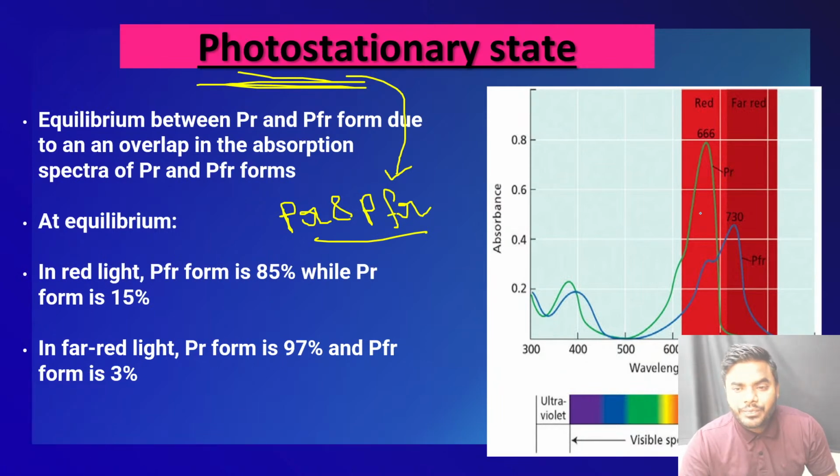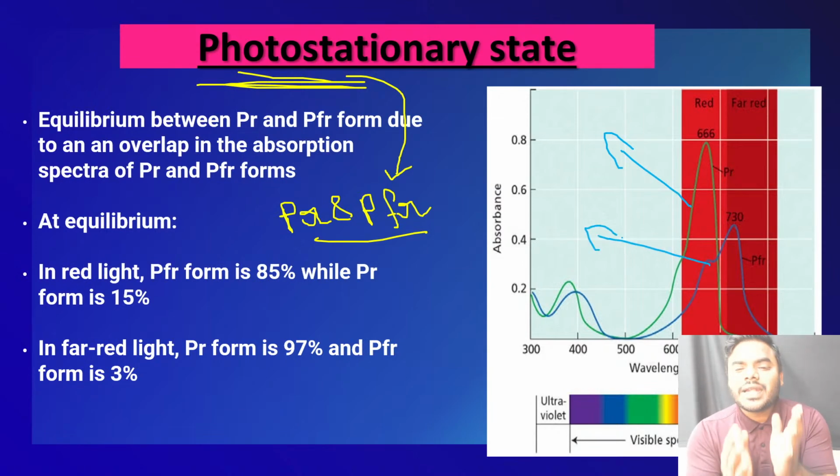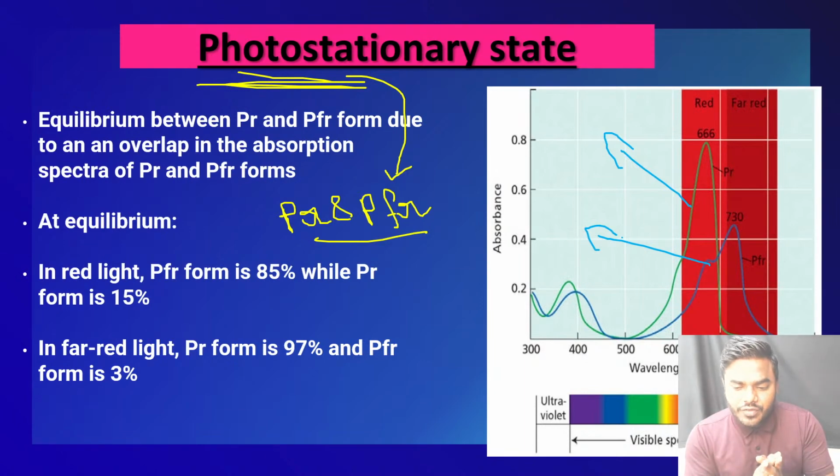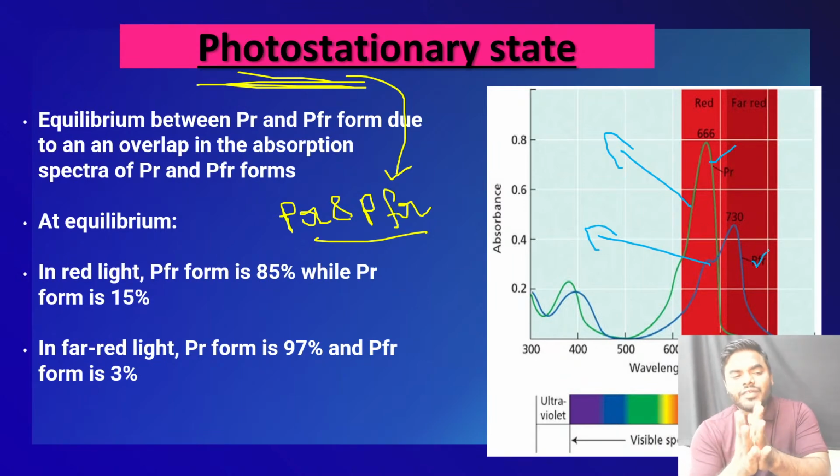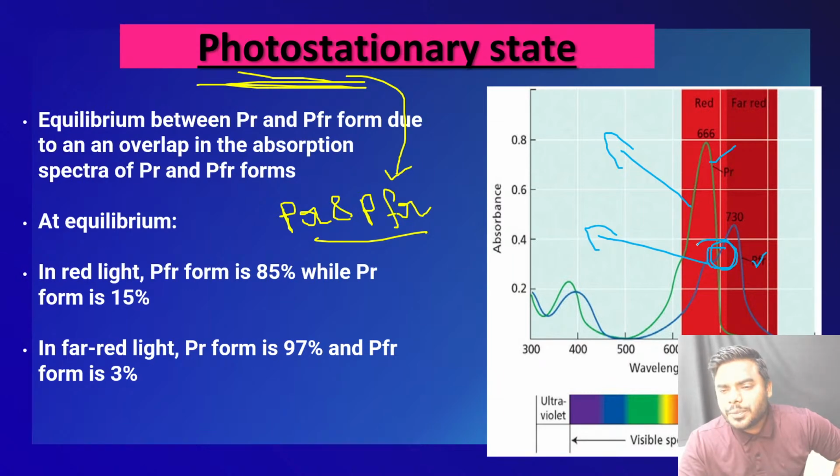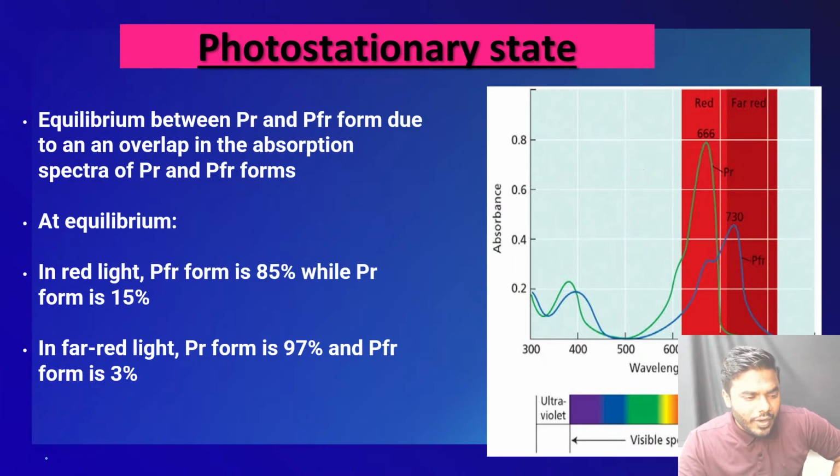It's very easy. See here, this is the PR form. This is what form, friends? PFR form. At one particular point, listen to me carefully friends, the PR and PFR get overlapped with each other. That point we can call an equilibrium point. What point do we call the equilibrium point? The point where the PR and the PFR start overlapping with each other.